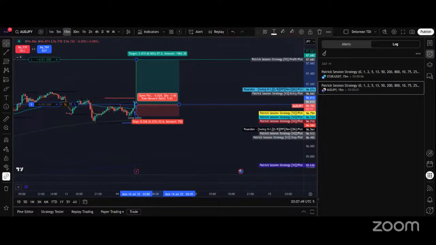Here's your next call of the night. AUD JPY. This is the Australian dollar versus Japanese yen. 15-minute confirmation. Market execution buy. Entry price is 96.810. Stop loss is 96.584 for 23 pips. Take profit is 97.680 for 87 pips. And a risk to reward ratio of 3.85.